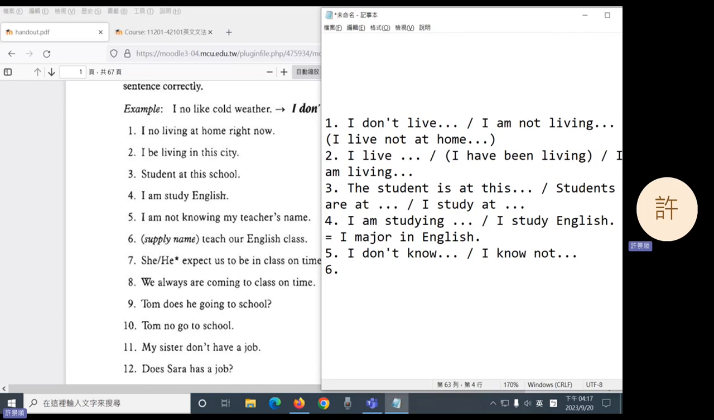Number six, somebody teach our English class. This should be one person. What is one possible answer? Okay, so some kind of person, Harry, for example, teaches. Good, because in English, we have a rule for the third person singular present tense. The verb has to end in S. 第一人称单数现在简单式, 动词以S结尾.